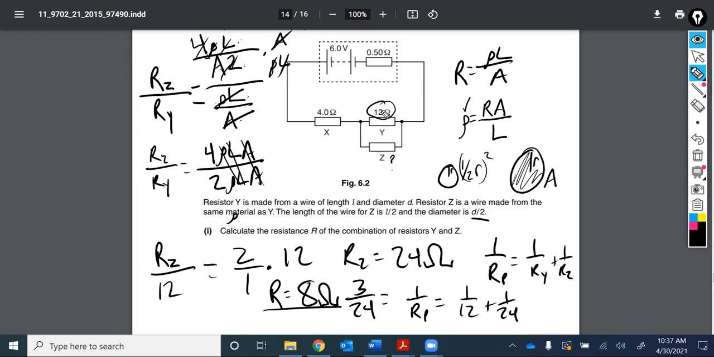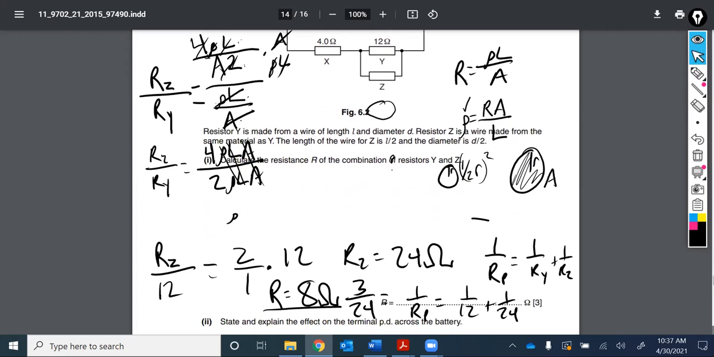Because we can solve for the parallel resistor. Once we deduce the resistance of Z from this bit of information, we plug it back into our equation for calculating resistors in parallel. That's a very tough question. Lots of steps to it, lots of chances to make mistakes. And so you have to have a very careful way of approaching it. Lots of practice with this one.